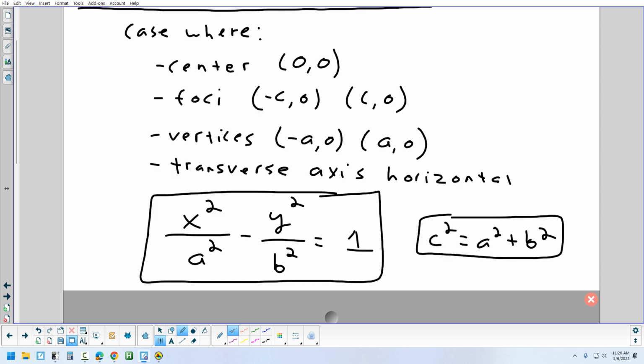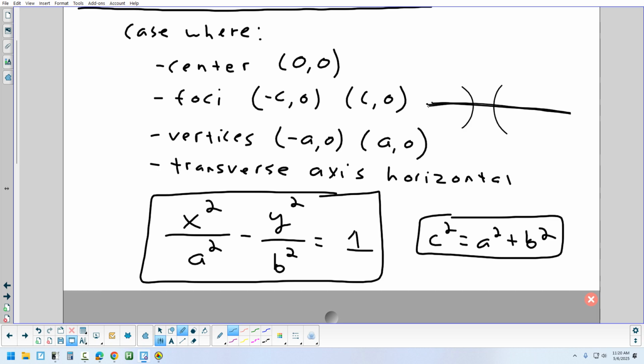Now, there are two different versions of the hyperbola. One of them has the transverse axis horizontal. The other one has the transverse axis vertical. The transverse axis is the one that cuts across the branches. It connects them. Think of transverse, kind of looks like the word traverse. And if you traverse something, it means to go across it. Right? And that's what this does. It goes across the branches.